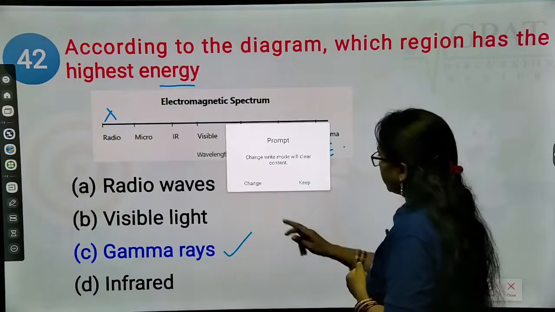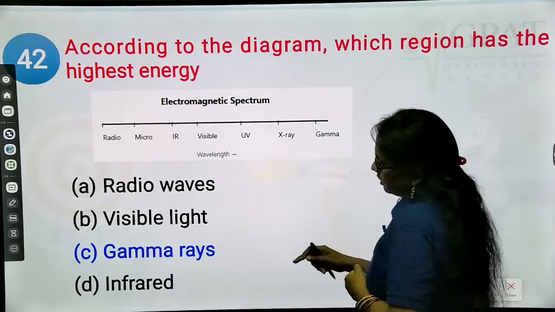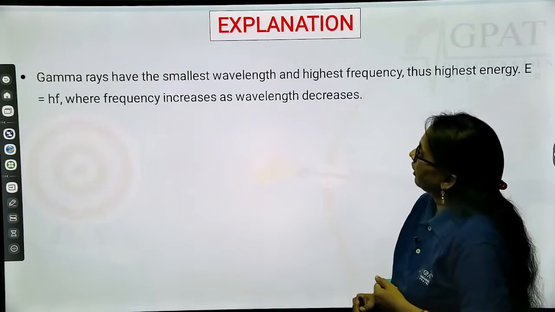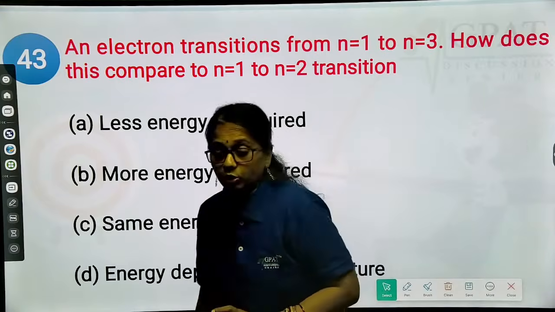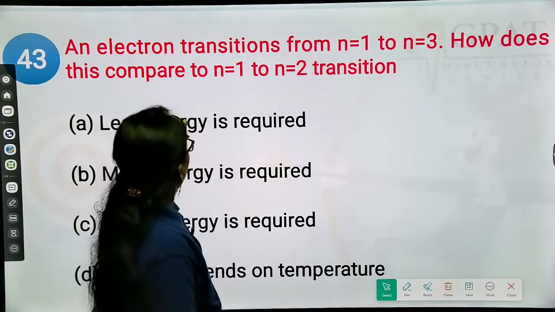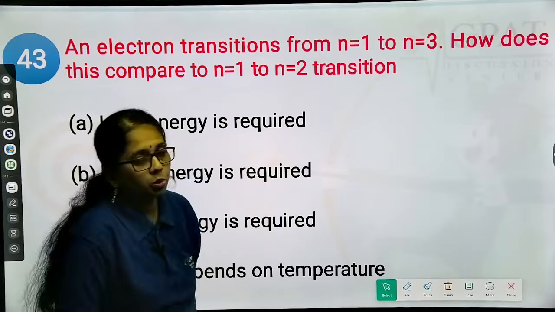Definitely gamma rays they have given. C is the right answer. Okay. Next, an electron transition from n equal to 1 to n equal to 3. How does this compare to the n equal to 1 to n equal to 2 transitions?